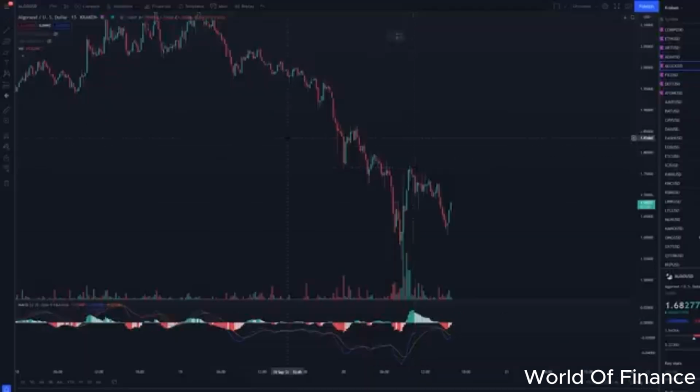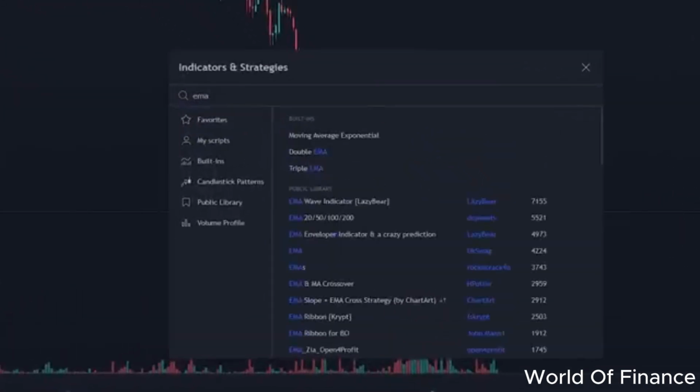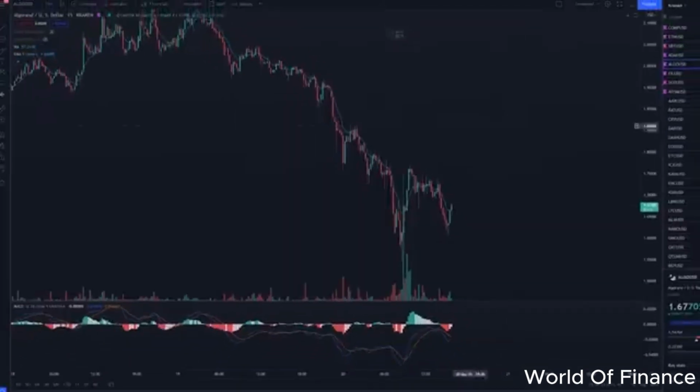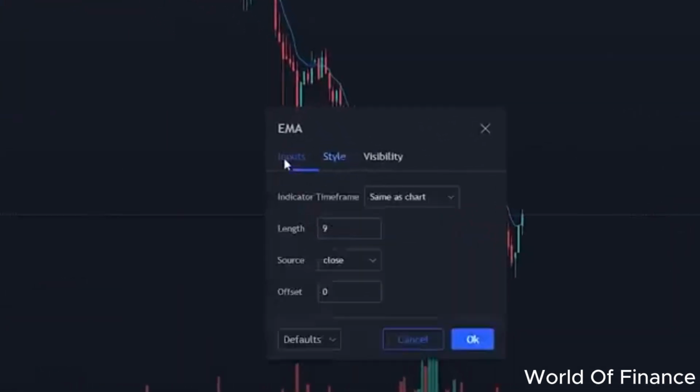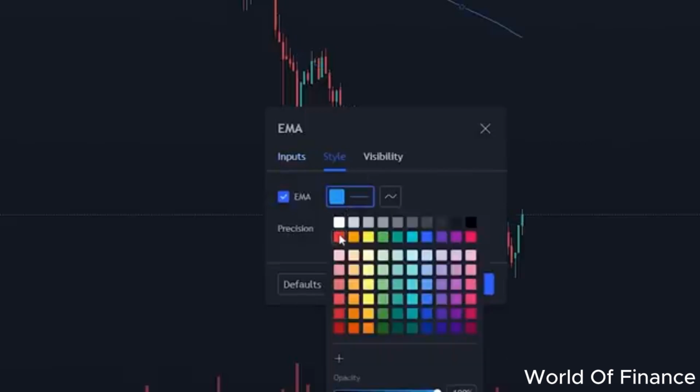To do this, you're going to go to the Indicators tab on TradingView and type in EMA, which stands for Exponential Moving Average or Moving Average Exponential. Click the top one. Then you're going to go here, click the settings of the EMA, and go to Inputs and change the length to 200, which is going to make it a 200 exponential moving average. Then you're going to go to Style, and I like to make mine red, but you can make it whatever color you want.